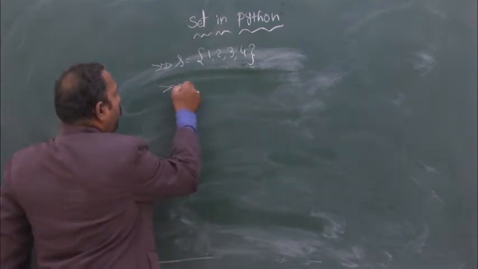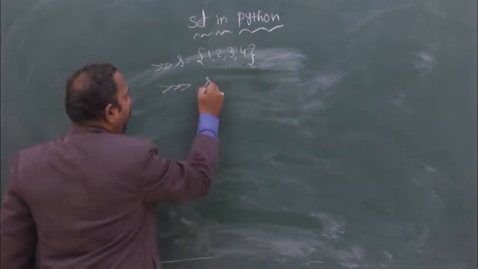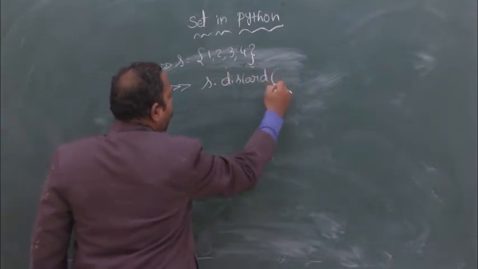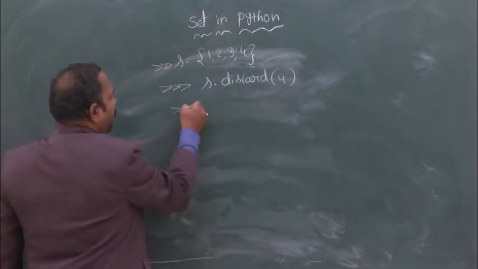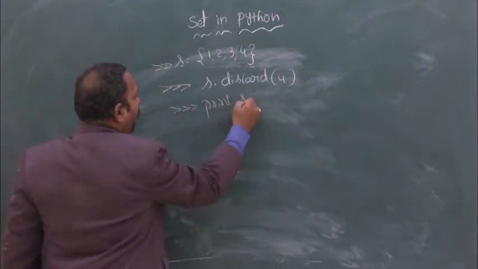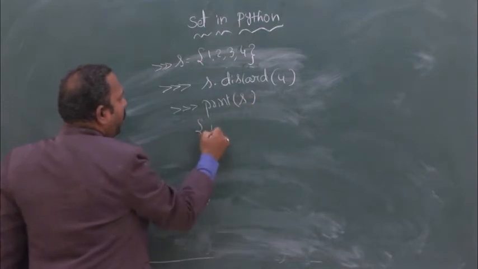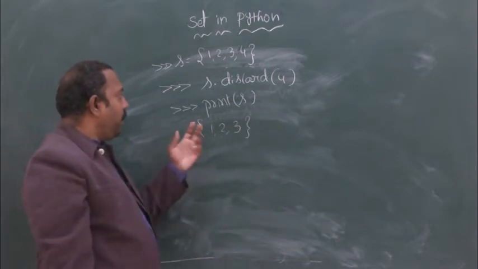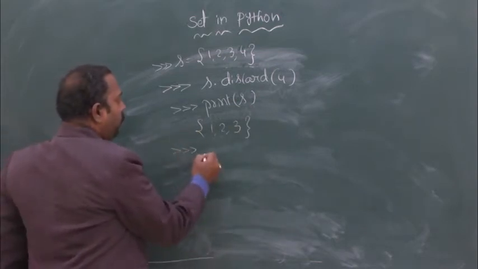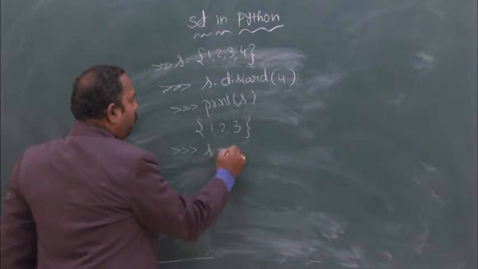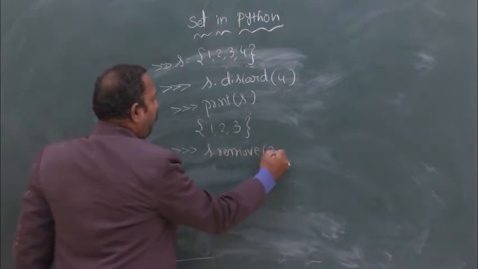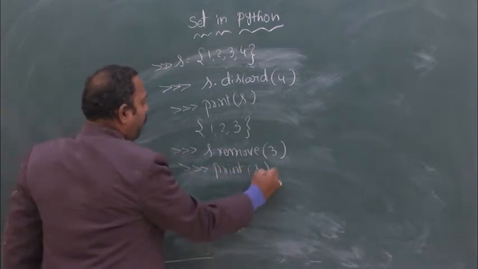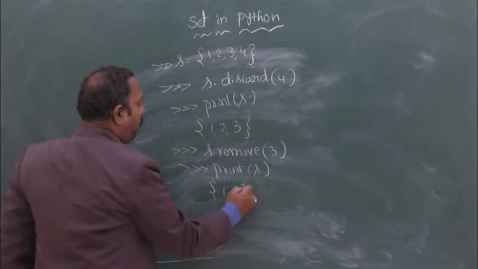Now I want to remove 4. Suppose I have written S dot discard of 4. Then print S. What is the output you get? You will get the output 1, 2, 3. Suppose another method is there. I want to remove, S dot remove of 3. Suppose print S. So what is the output you will get? 1, 2 you will get.